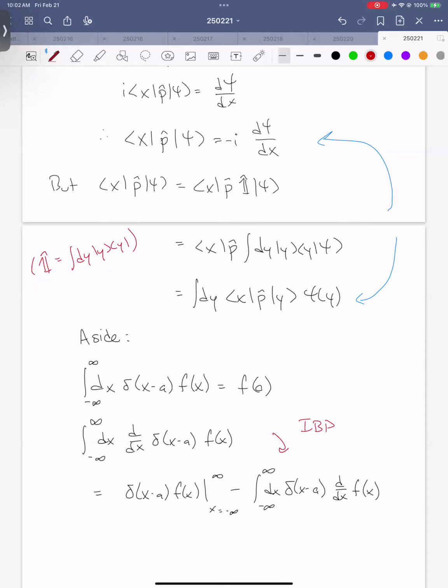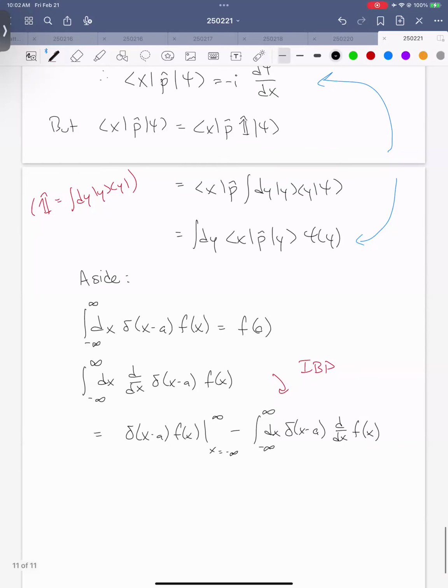IBP, integration by parts. I had a friend in grad school who did a quick calculation in his head. He says, I've integrated by parts on average once a day for my entire life.